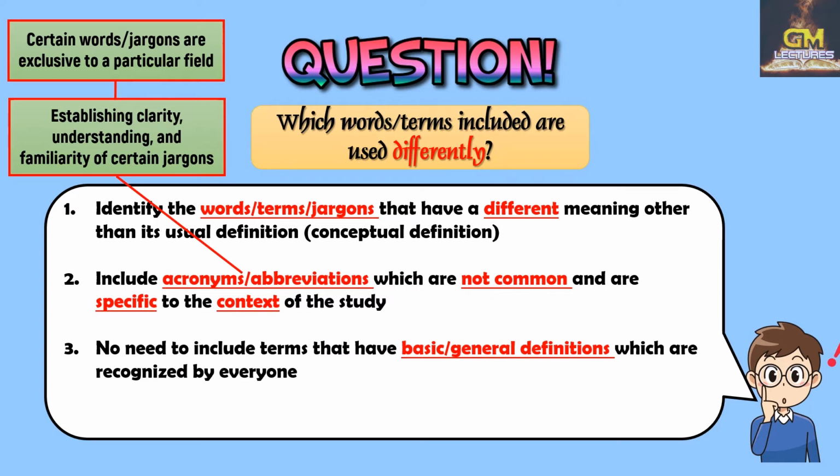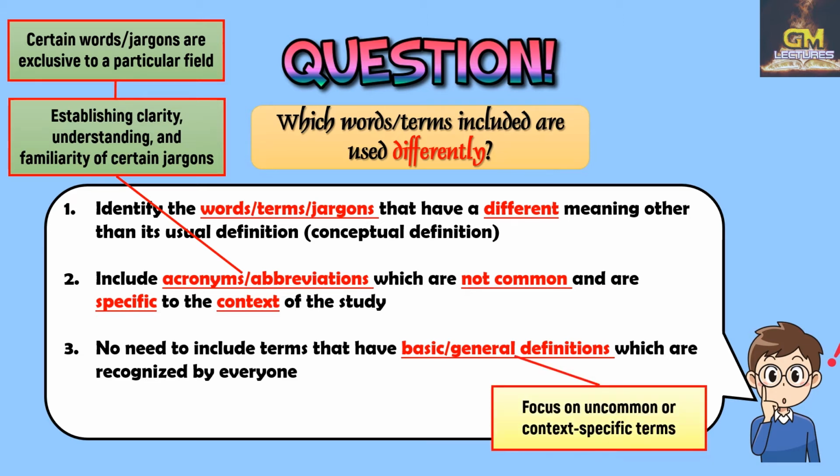Third, no need to include terms that have basic or general definitions which are recognized by everyone. We have to remember that we have to focus on uncommon or, again, context-specific terms. And more importantly, after we have identified all these terms, we have to list them down in alphabetical order.